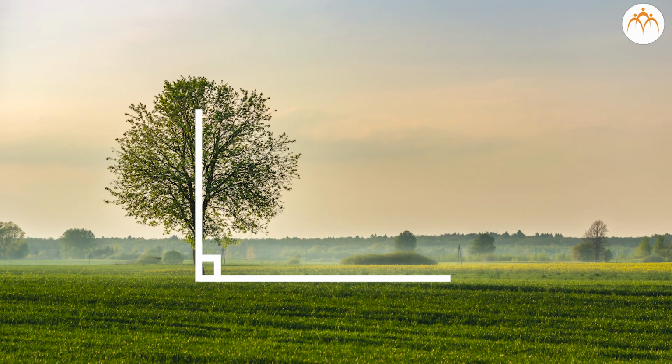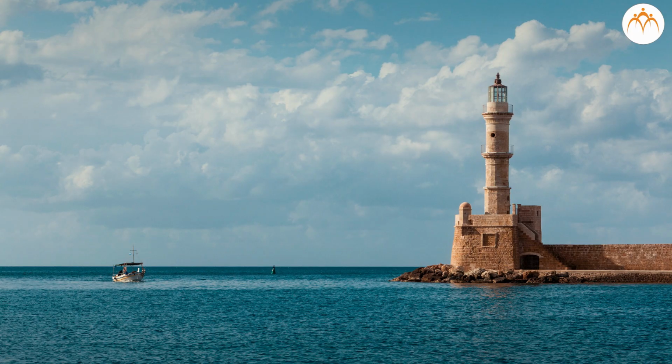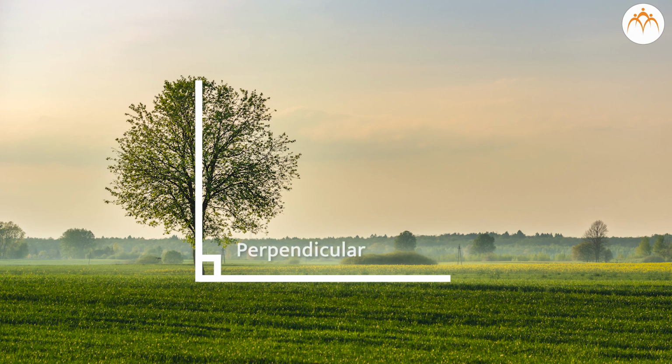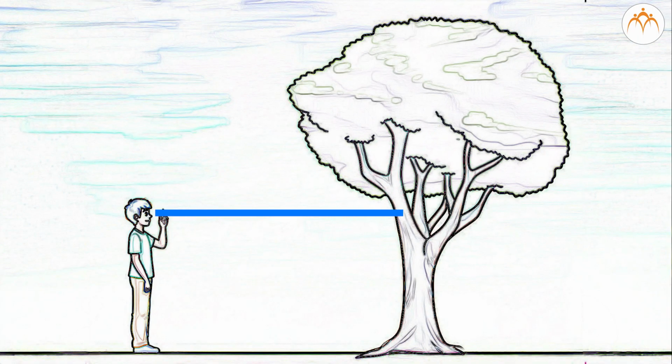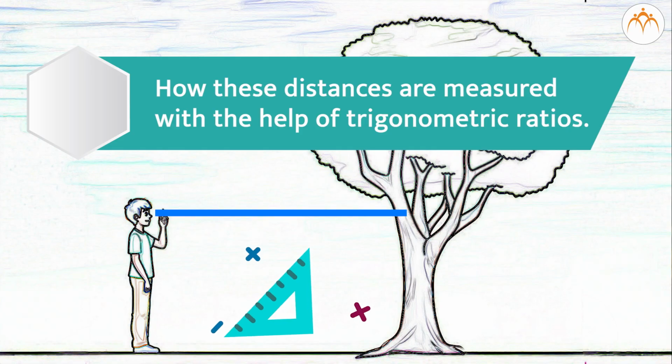The ground is represented by a horizontal segment, while the buildings, trees and poles are represented by drawing segments perpendicular to the ground since they are vertical objects. The observer's line of vision is generally considered to be parallel to the horizontal level. Let's study a few related terms before learning how these distances are measured with the help of trigonometric ratios.